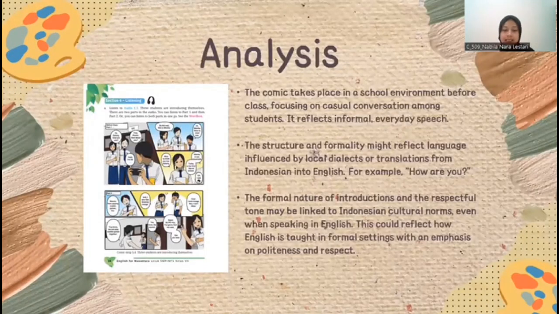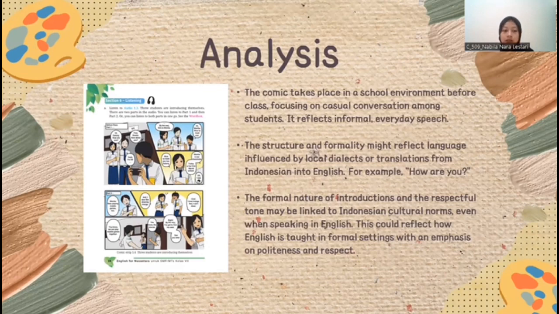Alright, for the next is the authentic example of the topic. We use the English textbook for 7th grade entitled English for Nusantara. So we choose this section 6. It is a worksheet of listening skills. This section is discussing the introduction. So there are 3 students introducing themselves in this comic.